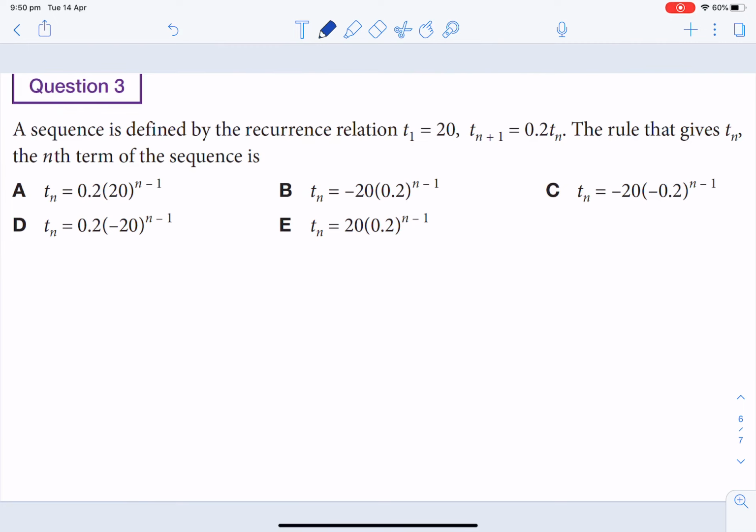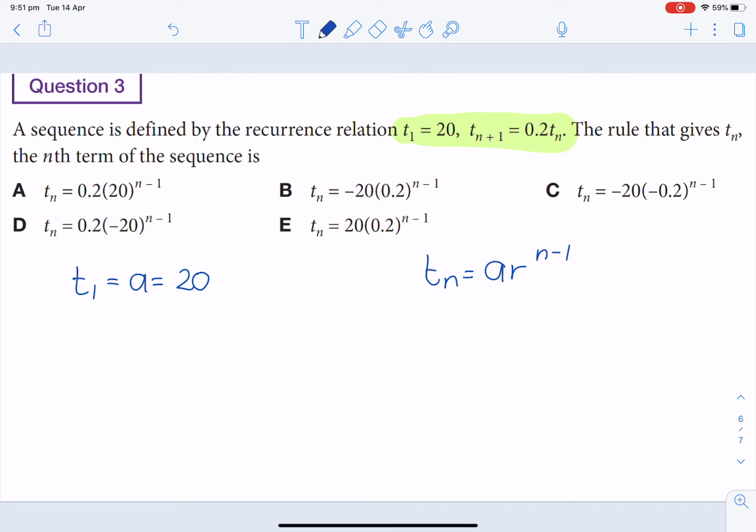So taken directly from your textbook, I have put in question 3. It's got all the multi-choice answers, but I'm just going to go through this step by step to show you how to find the solution based on the recurrence relation that you've got. So we have our recurrence relation up the top here. We need to pull out our key information. T1 equals A equals 20. And we know that the rule for the nth term is T of n equals A R to the n minus 1.